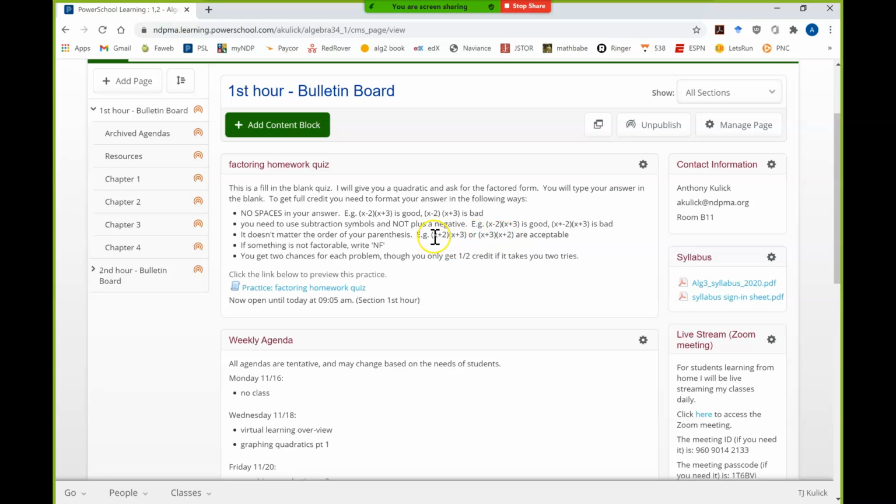The capitalization on your letters doesn't matter. If you encounter something that's not factorable, just type NF for not factorable. It doesn't have to be capitalized. And you're going to get 2 chances for each problem, although if it takes you a second try, you're only going to get half credit on that attempt. So there's 10 questions, and I think I gave 15 minutes to handle that. So this ends at 9:05.